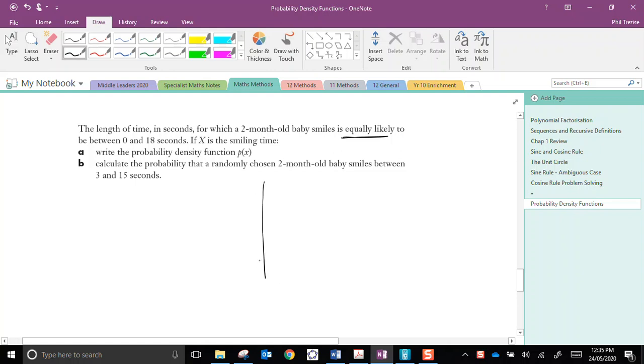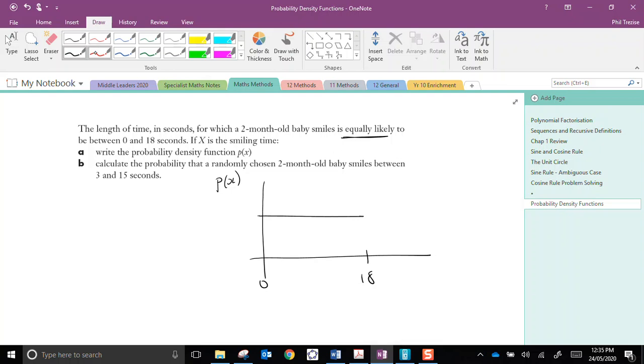So let's just consider a little graph here. Our value of x goes from 0 to 18. This is our probability function. It says it's equally likely. It doesn't matter where I look, I'm going to get the same value. So it's like this. Now, if it was below that, it would be 0. If it was beyond that, it would be 0. It's literally a nice rectangle.